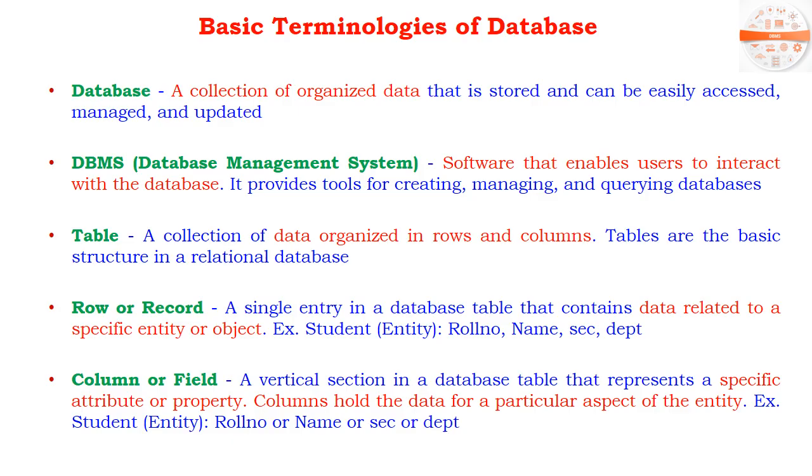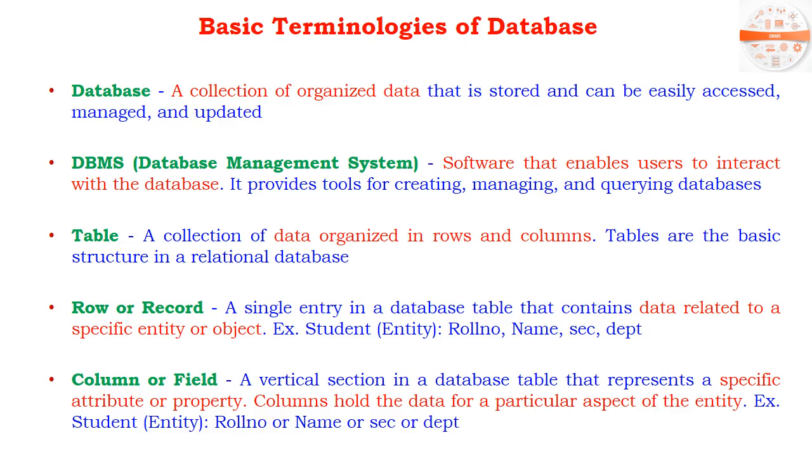And next one is row or record. A single entry in a database table that contains data related to a specific entity or object. For example, a student entity where we can store the student details, for example, roll number, name, section, department as a record.